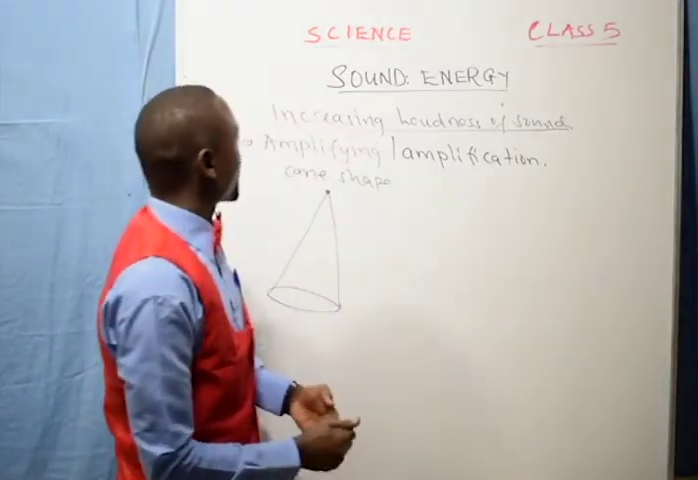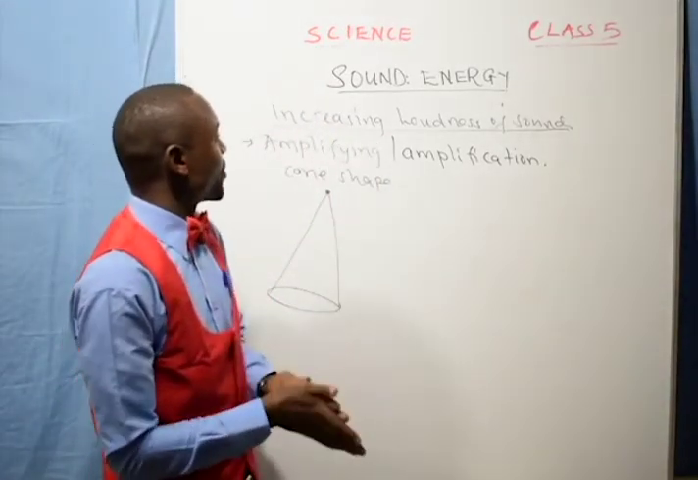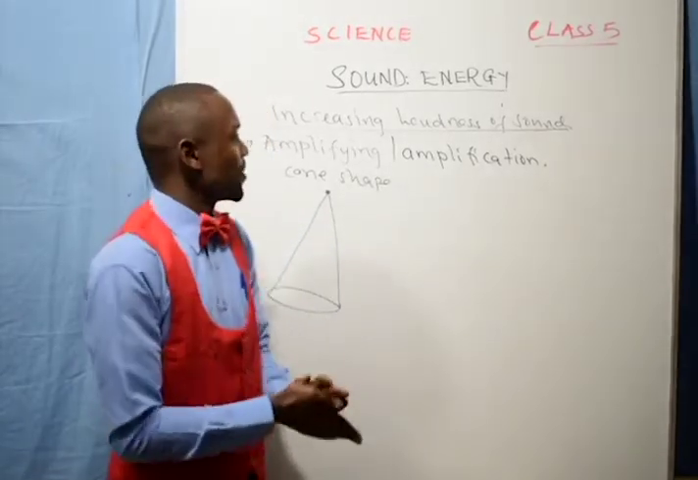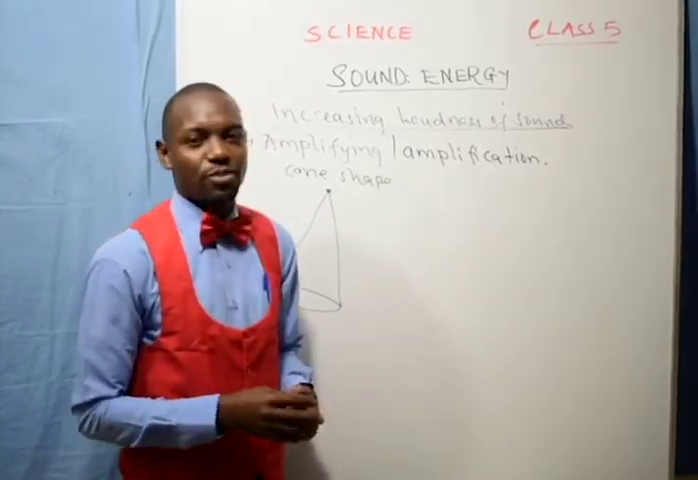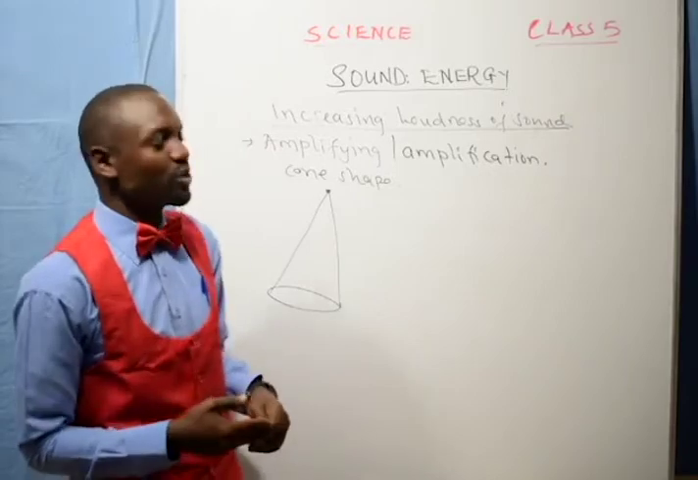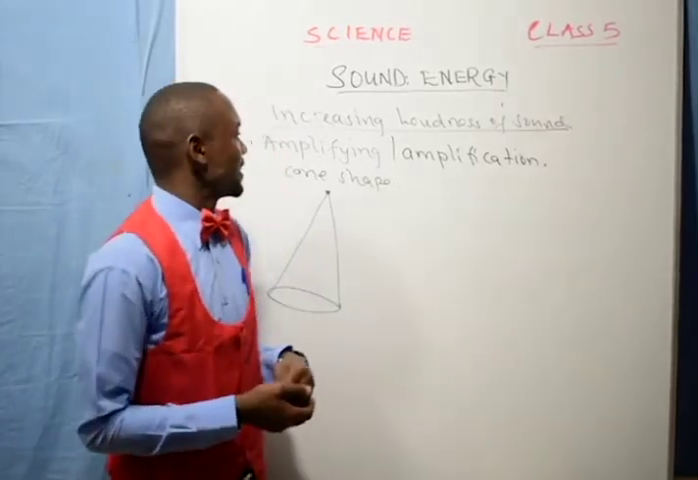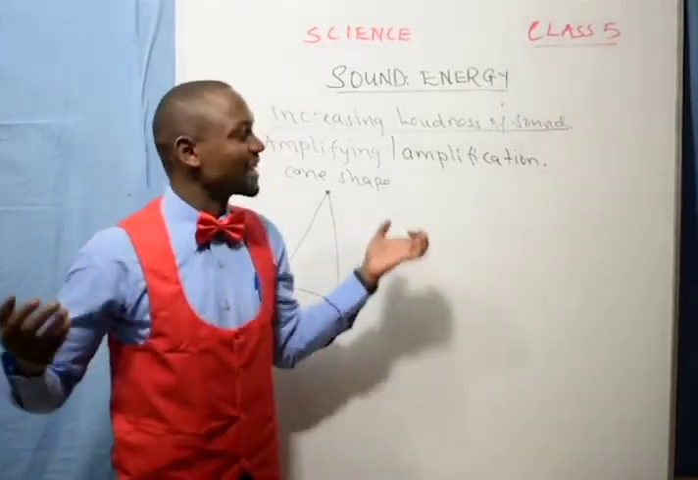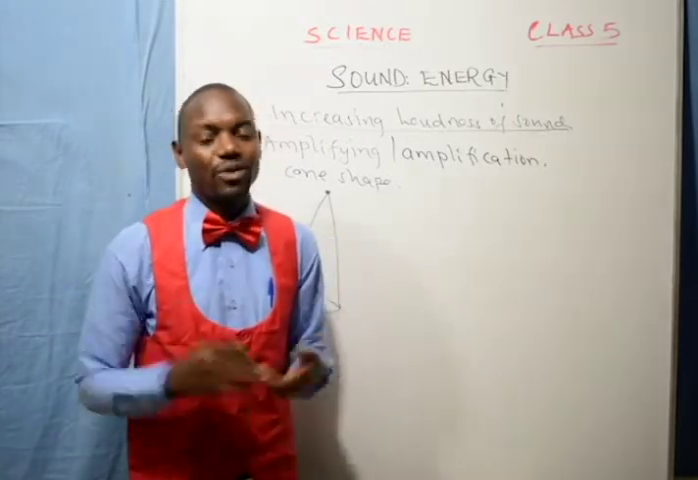So that is all about loud and soft sound. Loud sound is formed when you hit things hard or when you talk in loud tones. And amplifying sound is increasing the loudness of sound.